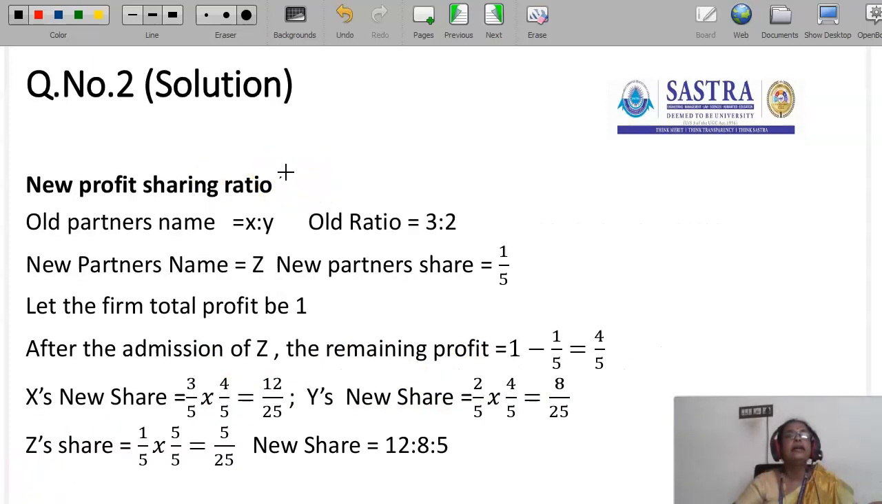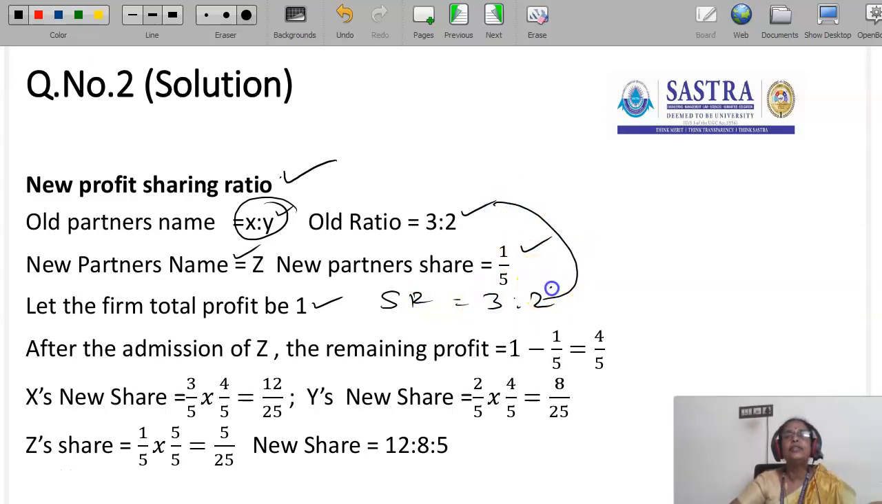First, let's calculate the new profit sharing ratio. The old partners are X and Y. Old ratio is 3:2. The new partner is Z. New partner's share is 1/5. Let the firm's total profit be 1. The sacrifice made by the old partners is not given. So the sacrificing ratio and old ratio are one and the same. So the sacrificing ratio is also 3:2.